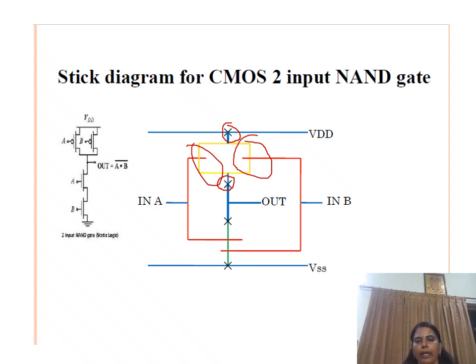So here A and B are connected in series. The transistors A and B are connected in series. The two transistors are combined together and the input A is applied, and the input B is applied to one NMOS and the other PMOS. Then the output is taken in between. What is this? This is PDN and this is PUN. So the output is taken in between PDN and PUN. So this is the static NAND gate stick diagram design.